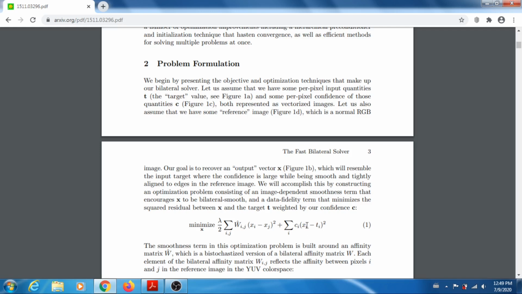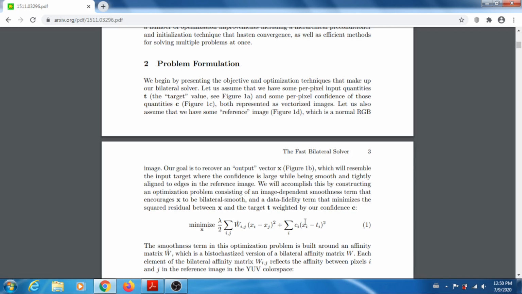X is basically what you are solving for. So it's basically the new grayscale value for the depth map. C, that's the confidence. Okay, the confidence at a given pixel, obviously if it's 0, it means that you have absolutely no confidence in the T, and if it's large, it means you have high confidence.